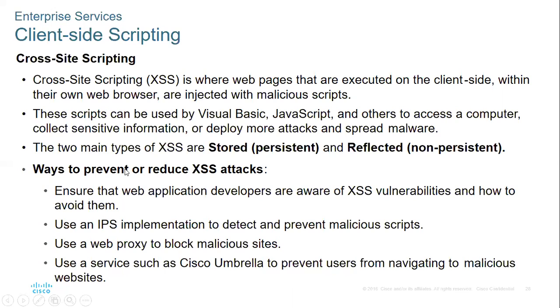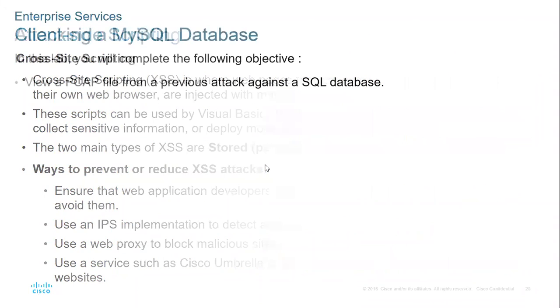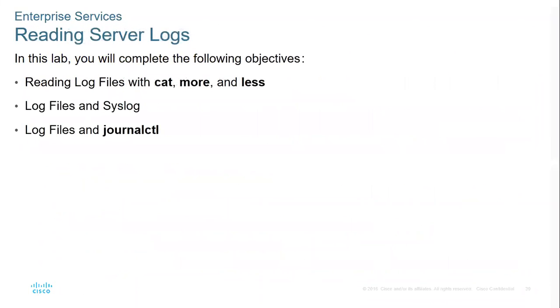So how can we prevent or reduce cross-site scripting attacks? By ensuring that web application developers are aware of some of the vulnerabilities of cross-site scripting and how to avoid them. The use of an intrusion prevention system to detect and prevent malicious scripts. Okay. You can also use the web proxy to block malicious sites, or use the Cisco Umbrella, okay, to prevent users from visiting malicious websites.